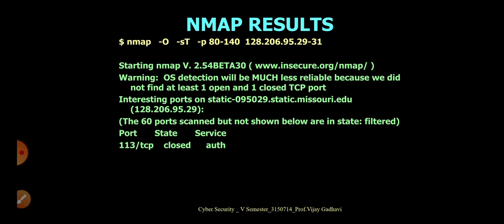Here we see the 60 ports scanned but not shown below are in state filtered. Now we describe three entities mainly: the port, state, and service. The port number is 113/TCP. The status is closed and the service is authentication. This is all about the results of the executed command.